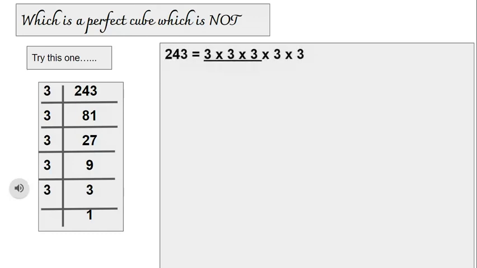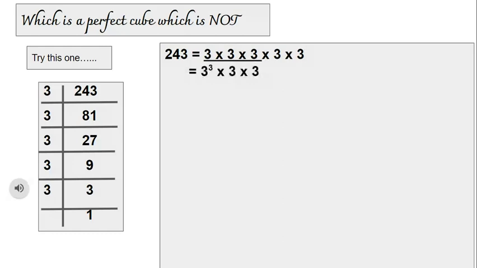So 243 can be written as 3 into 3 into 3 into 3 into 3. Now let's divide it into groups of 3. First, three threes together make one group. Now we do not have another three threes, so it is not a group of 3. Then tell me, is it a perfect cube? So this number 243 cannot be written as a cube of a single number, isn't it?